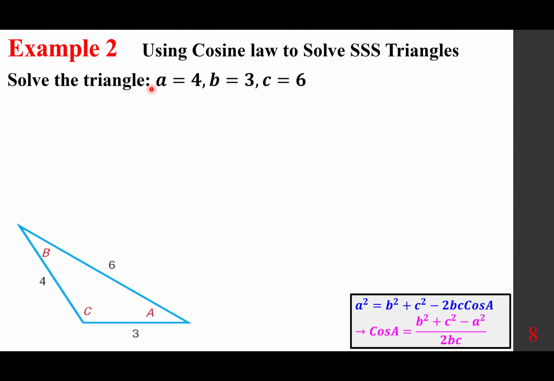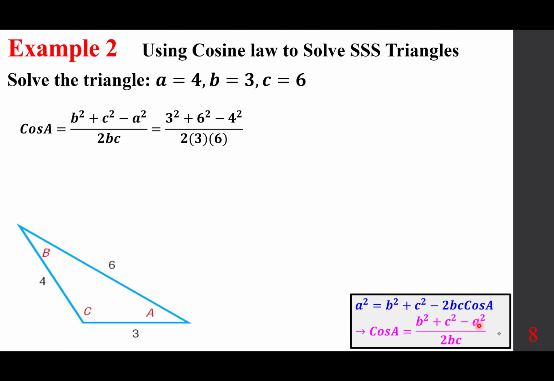Okay, we're going to use the cosine law. A is 4, B is 3, C is 6. We have all sides, and obviously you can go with this formula, which results in this formula, and find one of them. So if we want to stick with this, b squared plus c squared minus a squared over 2bc, that's cosine A. So we have 3 squared plus 6 squared minus 4 squared divided by 2 times 3 times 6. We are using this formula, everybody.